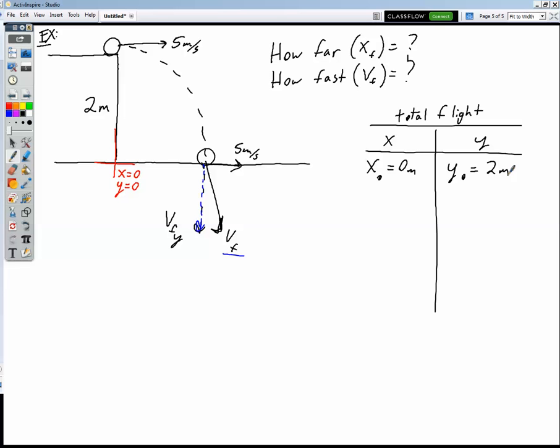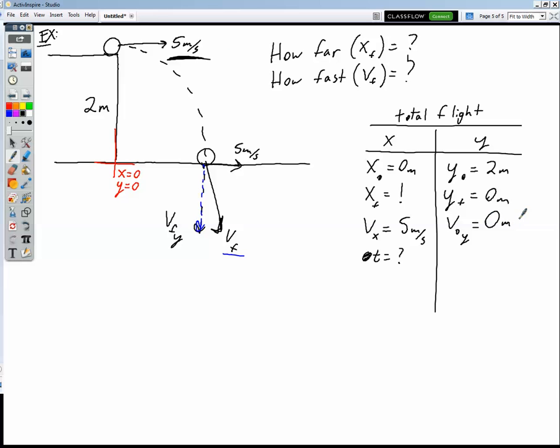If I put my origin up where the ball was launched from, the only thing that would change here is that y naught would have been 0, y final would have been negative 2. So filling in the rest here, we have x final is something we're trying to find. Velocity in the x direction, it's launched completely horizontally, so it's 5 meters per second. The time that it takes is unknown. y final, the ball hits the ground, so it's 0 meters off of the ground when it does that. v initial in the y direction, the ball is launched with an only horizontal velocity, so it has no y velocity.